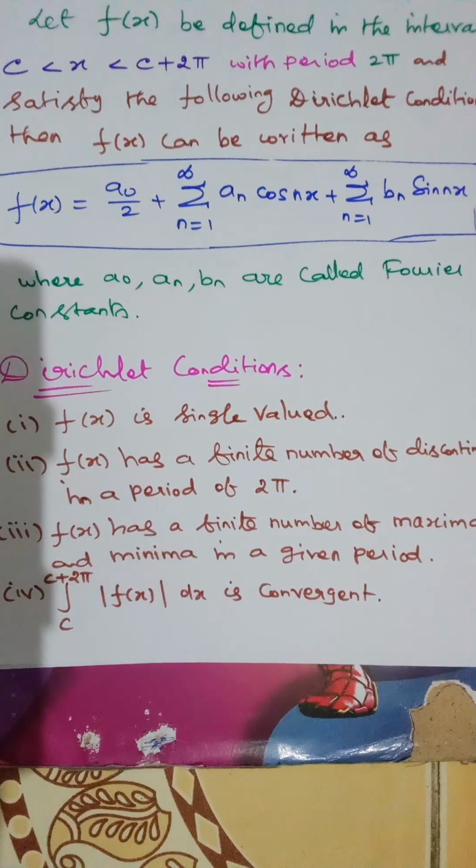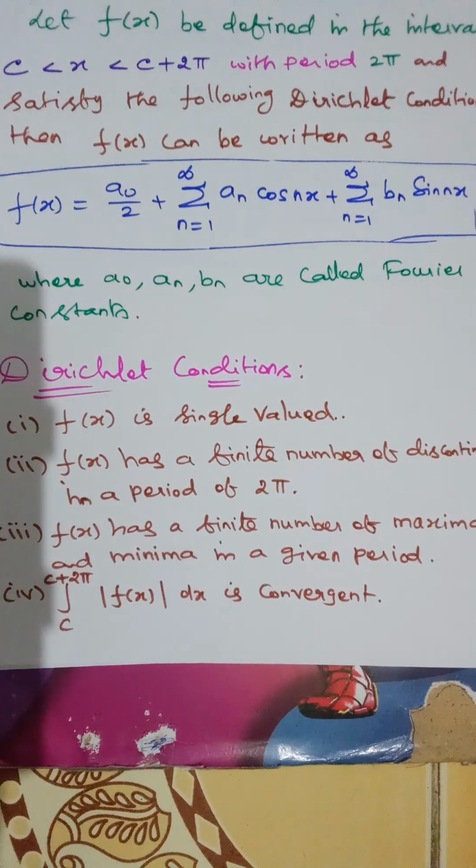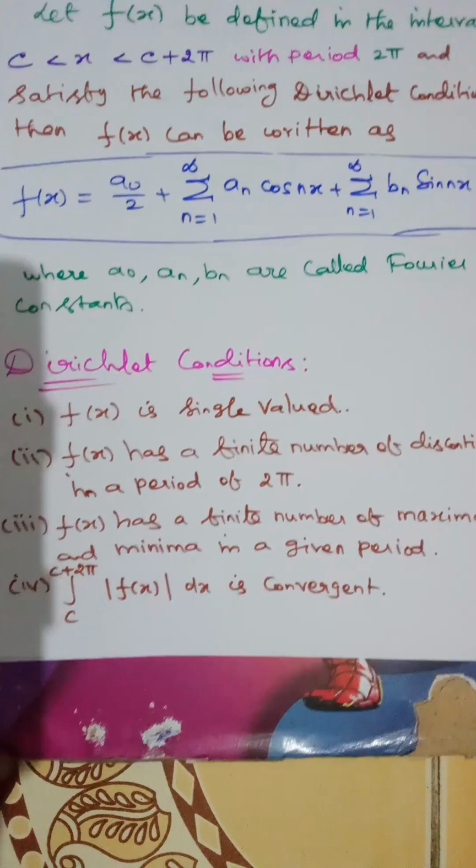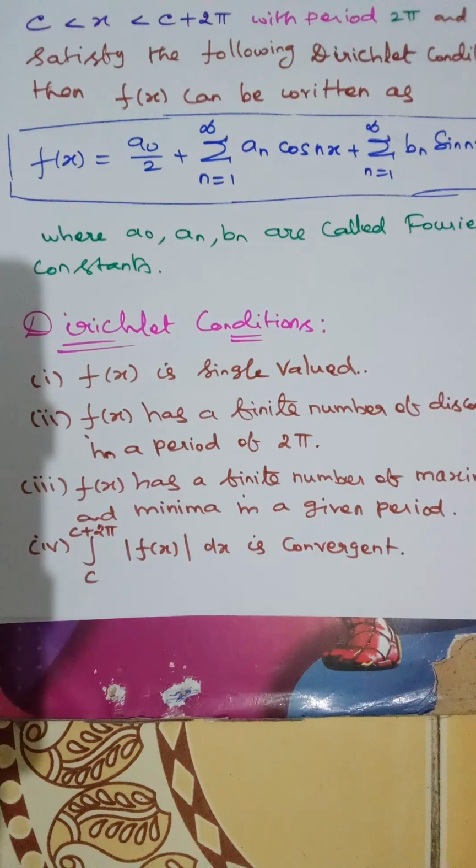So the given curve may go up and down like that, isn't it? The upside, positive side may be maxima, going downside it may be minima. So it should be finite, isn't it? In the particular period 0 comma 2 pi. And the next one, integral c to c plus 2 pi mod f of x dx is convergent, isn't it? So these are the four important conditions called Dirichlet conditions.